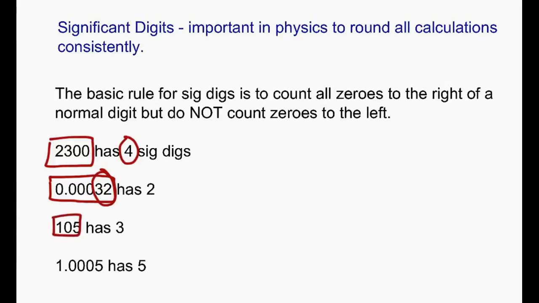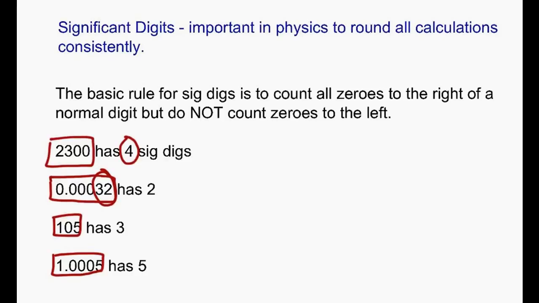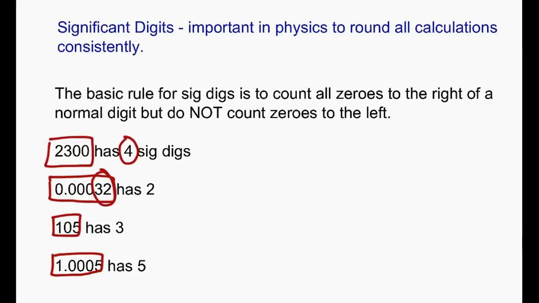Here we have a 0 in the middle. That's fine, so we have 3 digits. So the zeros do count if they're in the middle. And once again, here we got some zeros in the middle, so all of those count, so we end up with 5. So when you're doing significant digits, the trick to remember is ignore the zeros in the front. Those aren't going to be important. You only worry about the zeros to the right or in the middle.